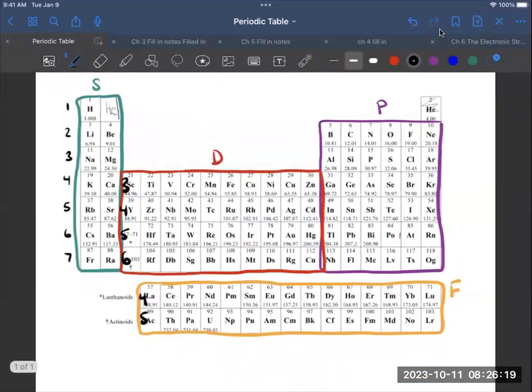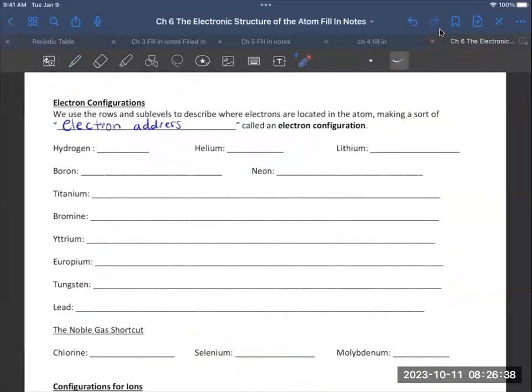Hydrogen is located in the first shell in the S section, and there's only 1 electron there. So first shell, S section, first electron. That is the location of its electron. So 1s1. Easy peasy. Let's do helium.